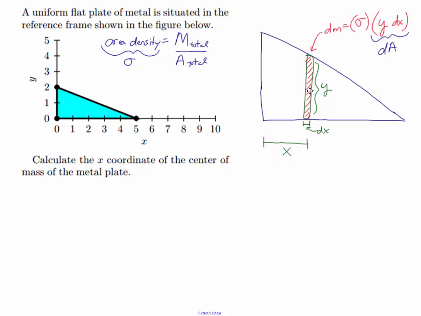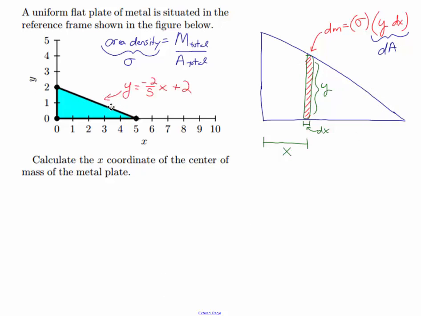So the mass of that little tiny strip, dm, again, dm stands for the infinitesimally small mass. It's the mass per area, that's area density, times the area of this little strip. But the area of this little strip is the height y times the width dx. That's that little area dA. So dm is sigma dA, or dm is sigma times the height y times dx. But the thing is, as x changes, y also changes. We need to come up with the relationship between y and x.